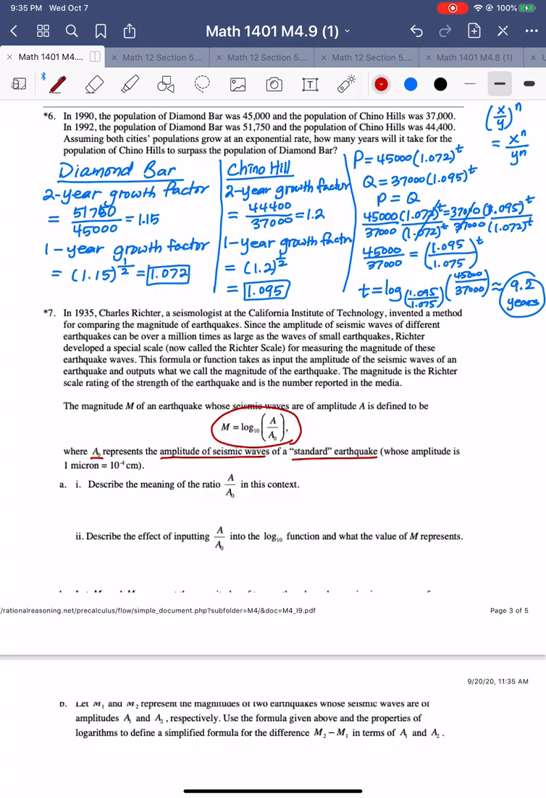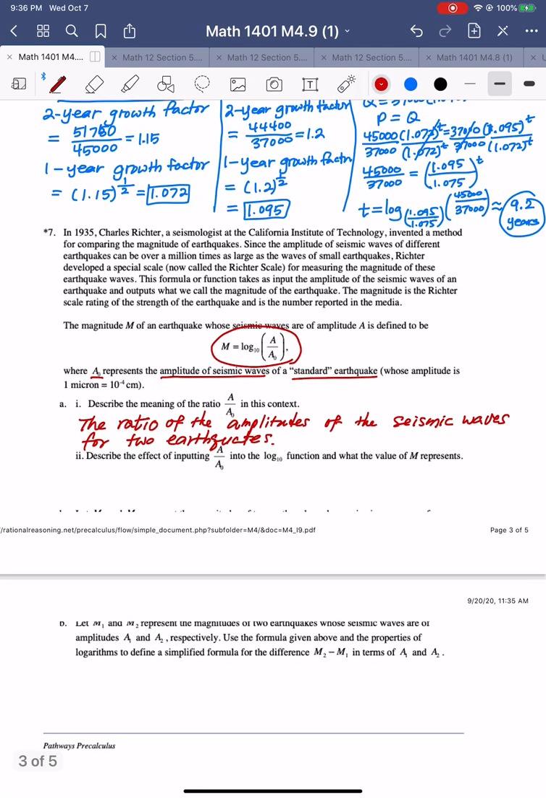So describe the meaning of the ratio A over A sub 0, which means this is about the ratio of the amplitude of the seismic waves for two earthquakes. And then describe the effect of inputting A over A sub 0 into the log base 10 function and what the value of M represents.